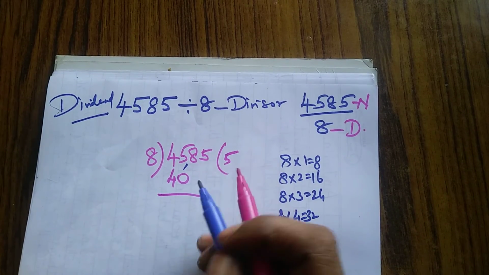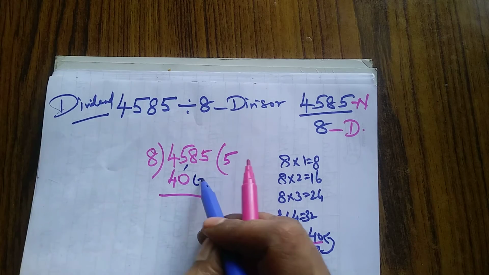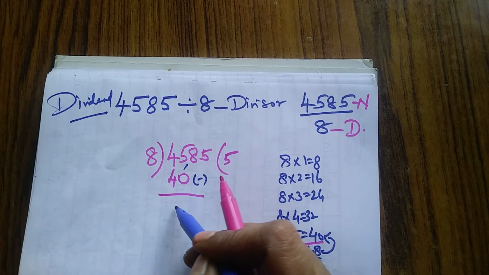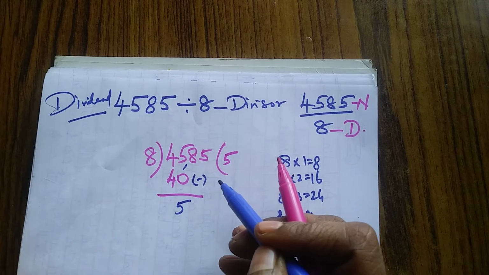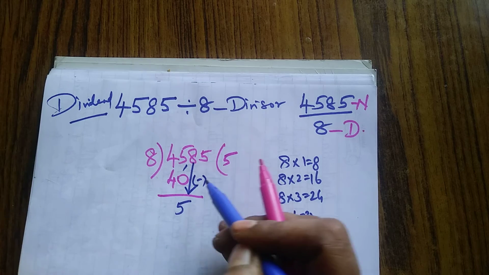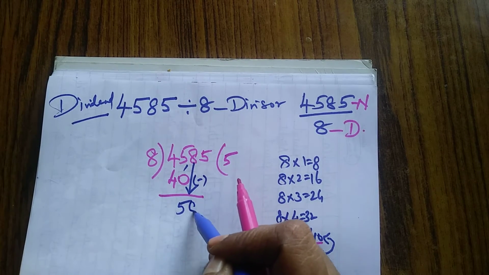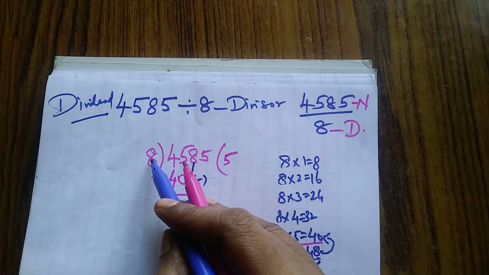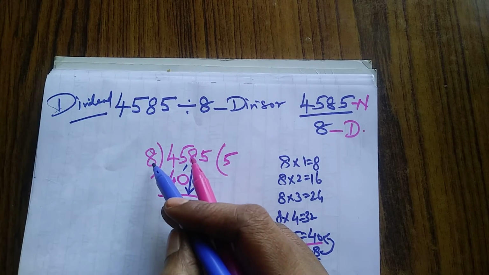And what am I supposed to do after that? We have to subtract the number. So 5 minus 0, what is that? It's simply 5. Now, what is the next? You are going to drag the next digit, which is 8. Of course, this 58 is a bigger number compared to 8.